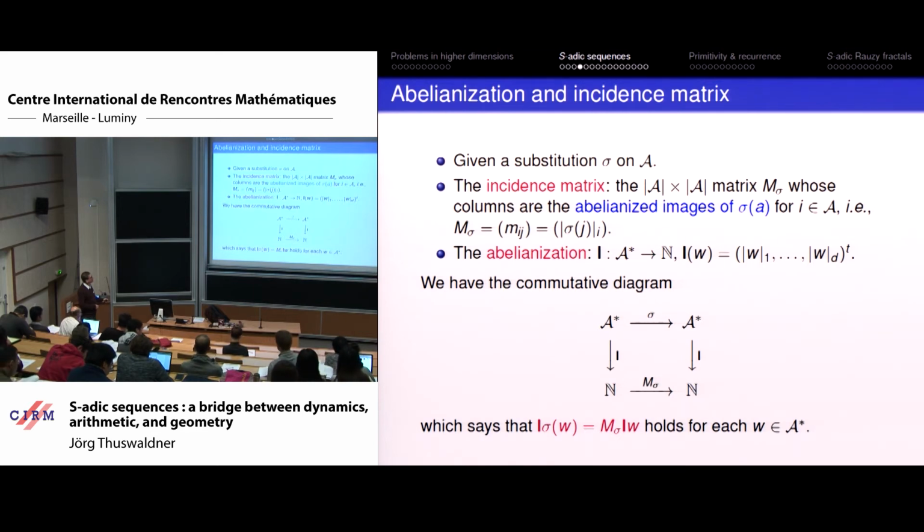A word is mapped to a vector, and if you hit a word by the substitution, then in the abelianized version, this is the same as hitting a vector by the incidence matrix. So after the abelianization, the substitution turns into a matrix. This diagram is a commutative diagram, which is written out here again. If you hit a word with sigma and then with the abelianization, you get the same as if you hit the abelianized word with the incidence matrix.